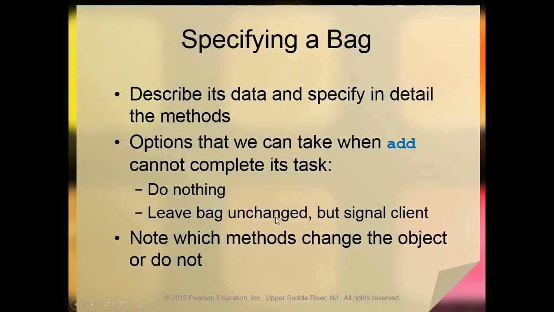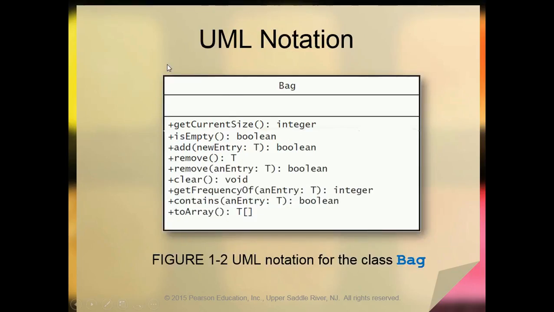So one of the things if a method can't complete its task is we can leave the bag unchanged and let the consumer of the application know that the bag was left unchanged. Essentially nothing was done if we can't complete a method for the bag. In doing this, we have to take note of which methods change the bag and which do not. This is a little bit abstract at this point, but we'll be more detailed as we go through this note.